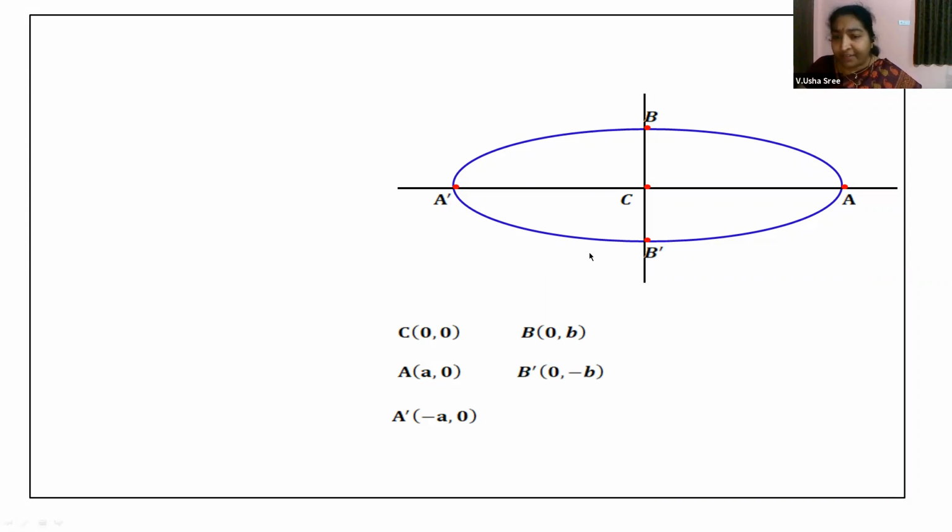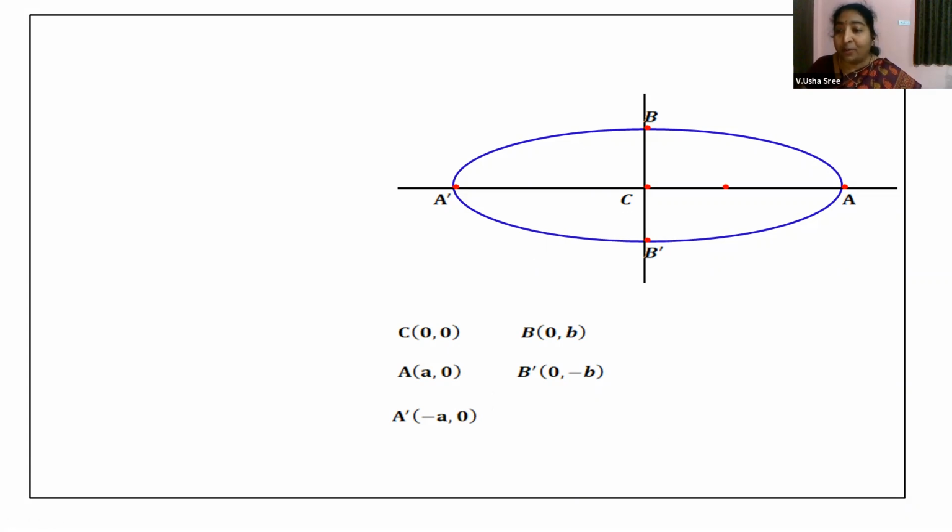And observe this, children. When I say (a, 0), (-a, 0), (0, b) and (0, -b), it means from C to A the distance is small a. At the same time, C to A dash, the distance is again a. But why this negative sign? Because it is moving to the left side of the center (0, 0), on the negative axis. But length, or the length of any geometric figure, will be positive. It will not be negative. That should always be kept in mind.